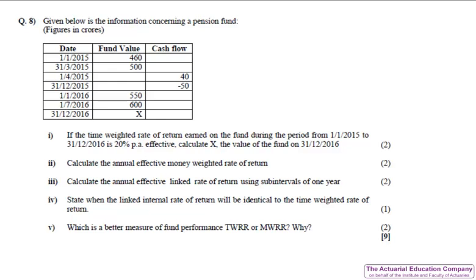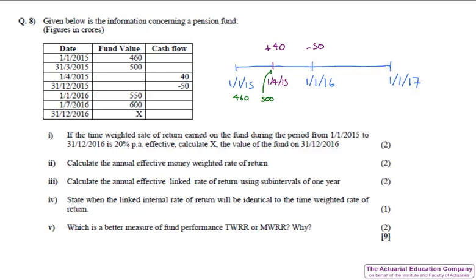So first things first is draw ourselves a cash flow diagram. It's for 2 years, and in April in the first year, there's a cash inflow of 40. At the end of the first year, there's a cash outflow of 50. Okay, we're given some fund balances of 460 at the beginning. Have to be a little bit careful here. We're given 500 just before that cash flow, but told it's 550 just after that cash flow.